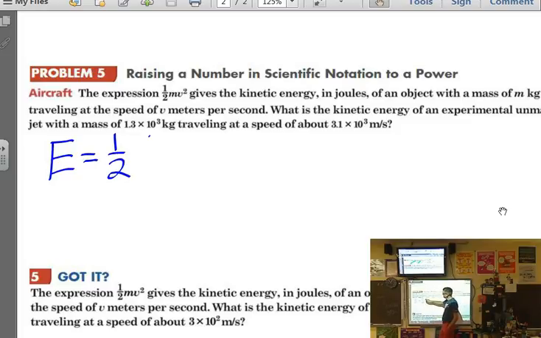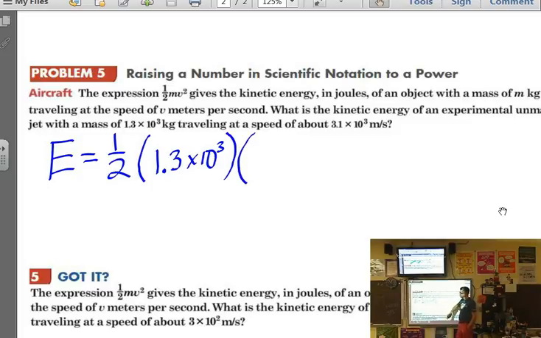We know that energy equals 1/2 times m, 1.3 times 10 to the third. That's scientific notation if you didn't know. Then v, 3.1 times 10 to the third. Now be careful, the only mistake I've seen here is somebody trying to apply that squared.